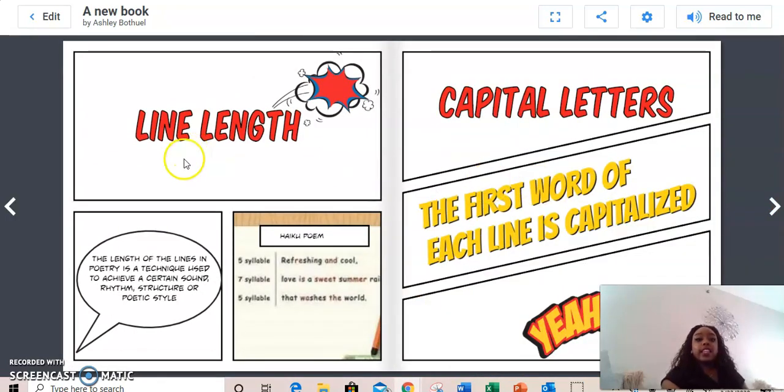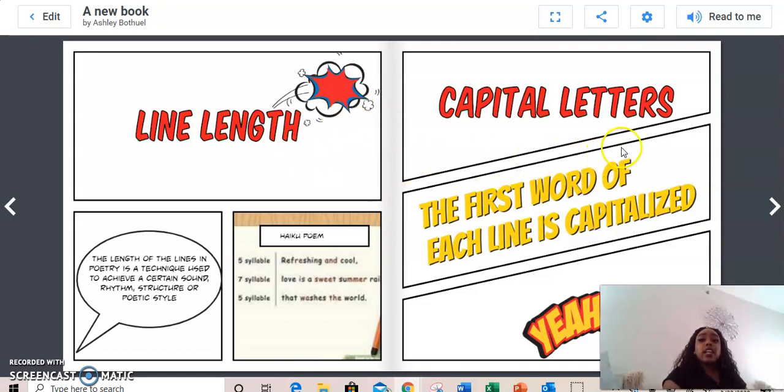So line length. The length of the lines in poetry is a technique that is used to achieve a certain sound, rhythm, structure, or poetic style. For example, the haiku poem is a poem that has a total of 3 lines, and each line has a certain length of syllables. For the haiku poem, the first line has 5 syllables. For example, refreshing and cool. That's 5 syllables. The second line has a total of 7 syllables, and then the third line also has 5 syllables.